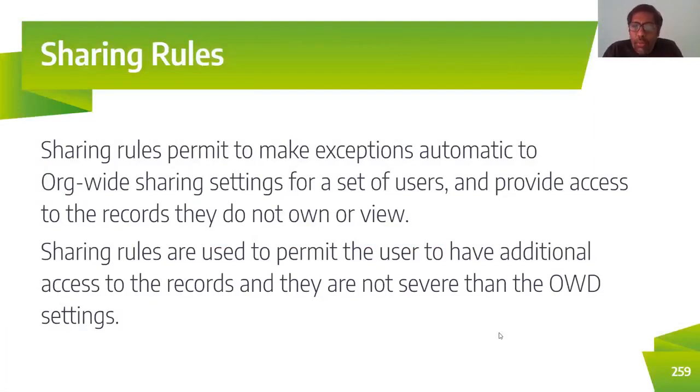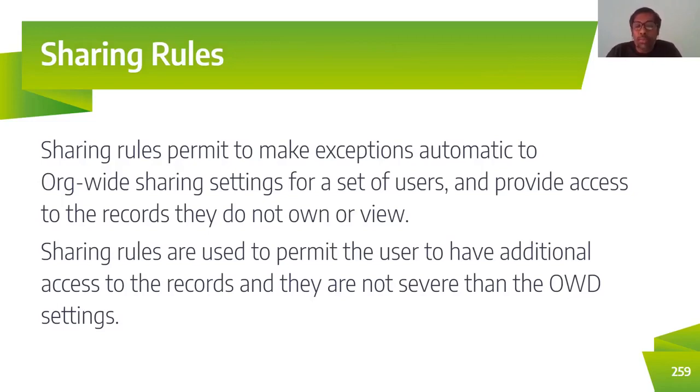Now I told you how records can be accessed by other users. Let me see what a sharing rule is. A sharing rule permits making an exception to the organization-wide default setting for a set of users and provides access to records they do not own. We're giving an exception. Except these people, others cannot access. Only these people can have an exception and access, so that access will be provided by the owner of the record. We are going to do that only with the sharing rule.